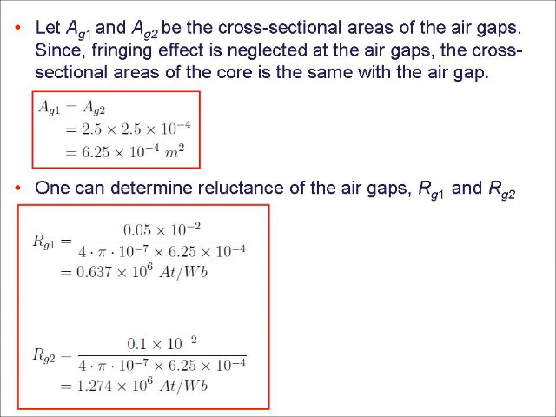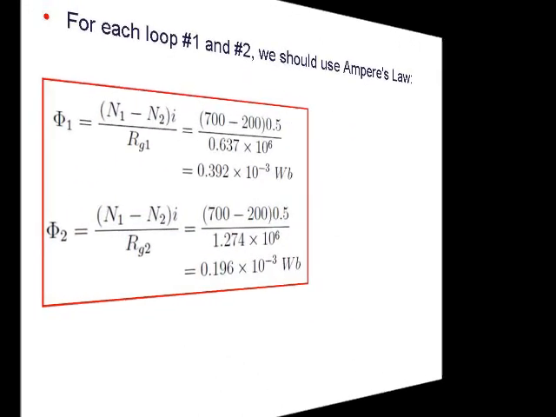You take in consideration the length. 4π × 10^-7 is the air permeability, and the area is the same, 6.25 × 10^-4. So the reluctance for the air gap 1 is 0.637 × 10^6 ampere turns per Weber, and Rg2 is equal to 1.275 × 10^6 ampere turns per Weber.